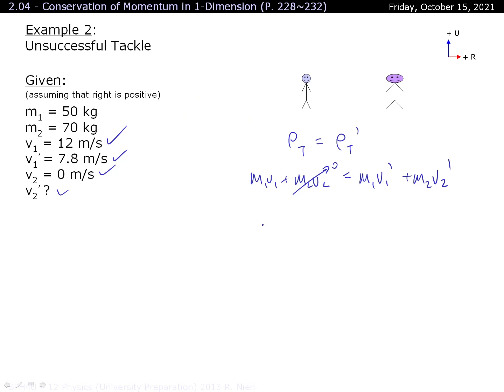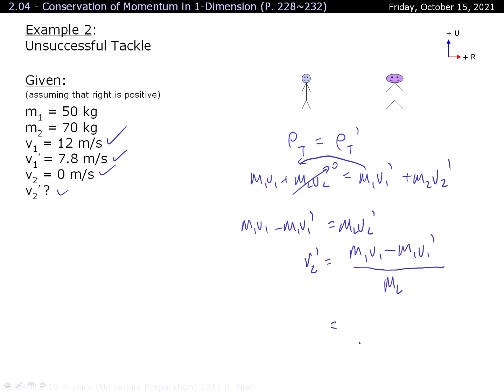Right? And from this point on, if you want to sub in the numbers first and calculate through, I suppose you could, but it's good practice to know how to rearrange. So let's go and do that. Let's bring this term over to the left-hand side. So we have m1v1 subtract m1v1' is equal to m2v2'. So that v2', which is what we're looking for, is equal to m1v1 subtract m1v1'. And I suppose if you wanted to, you could factor out m1, and you're going to divide it by m2. Go through all the crunching, and then you'll get the answer for v2'.